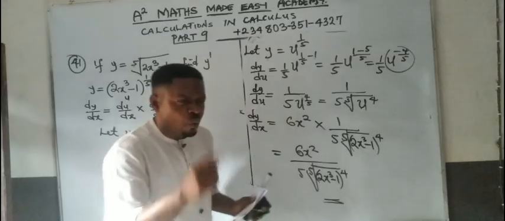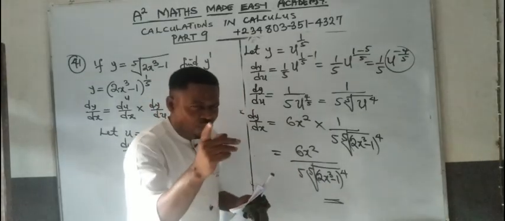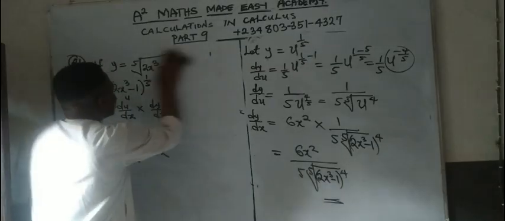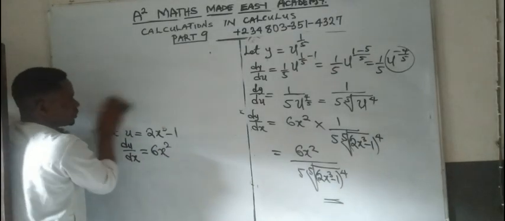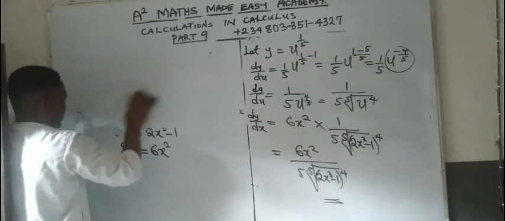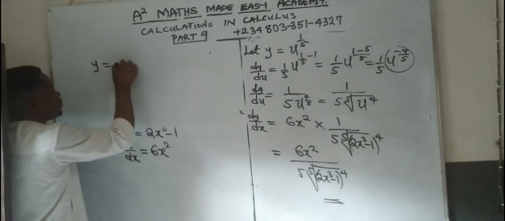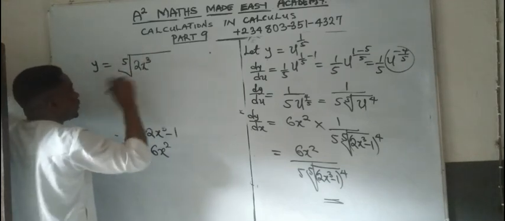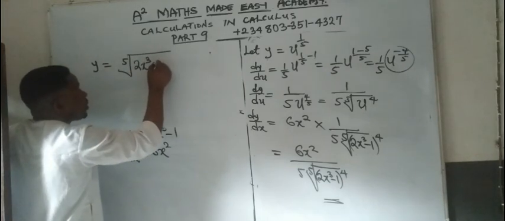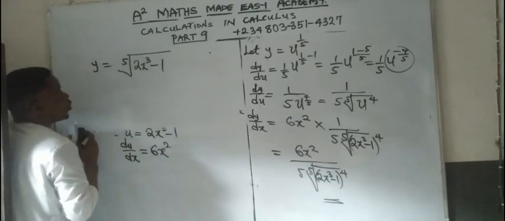But what if this question is an objective question? How do we tackle it? Can you watch now? Alright, remember that the question says y is the fifth root of 2x raised to the power of 3 minus 1, right? Am I communicating now? Now I want you to observe something here.